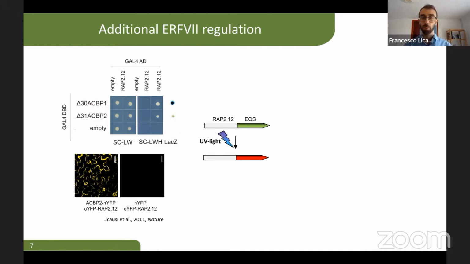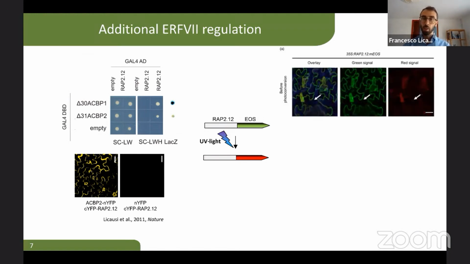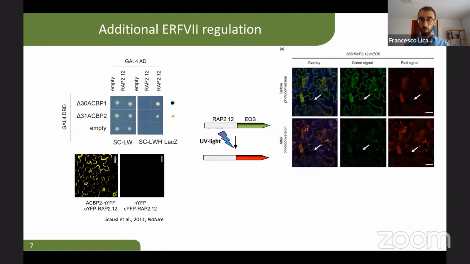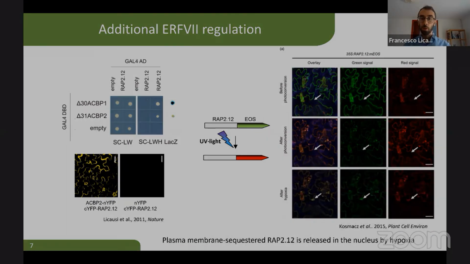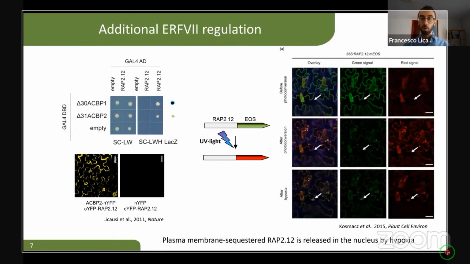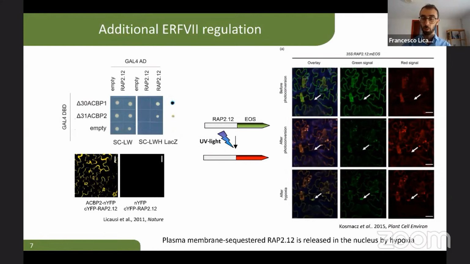Indeed, we fused RAP2.12 with a fluorescent protein that can be photoconverted from green into red upon UV light exposure, so we could verify the contribution of old protein and newly synthesized protein. Before photoconversion, we would have just green labeled RAP2.12; after photoconversion, this would be converted to red. I hope you can see that. The white arrow indicates the position of the nucleus. After hypoxia, we could see both red and green fluorescence, indicating that both old and newly synthesized proteins contribute to nuclear-localized ERF7. And this is probably released upon hypoxia.